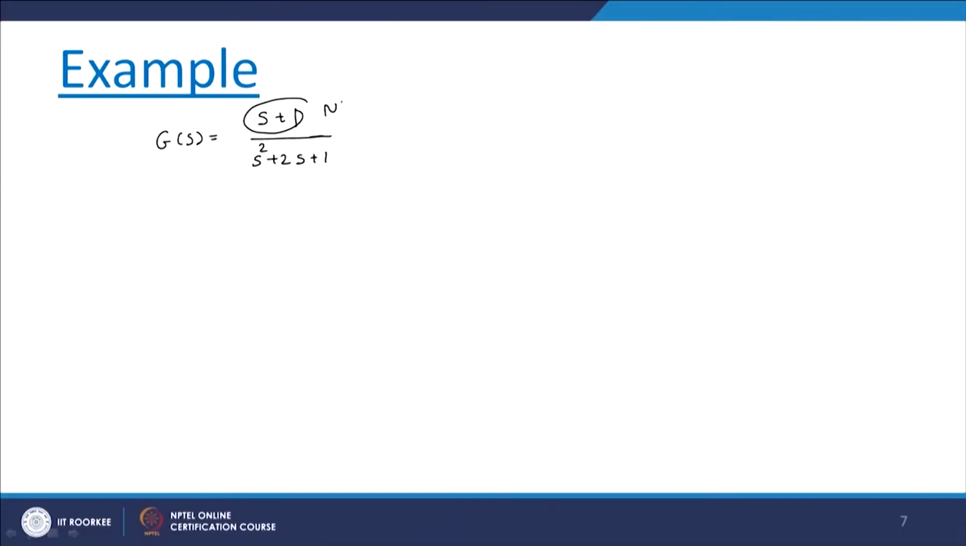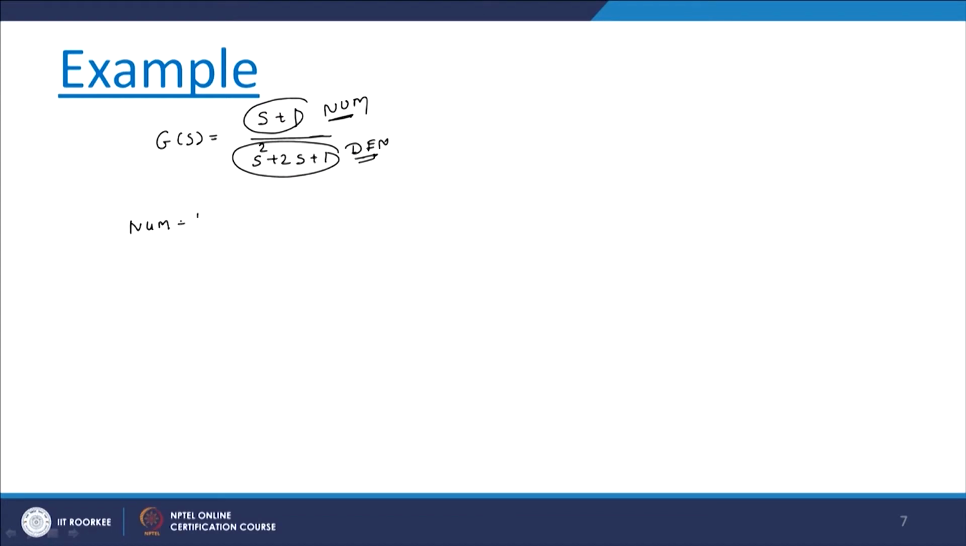Now, we take another example. We take the example as G of s equal to s plus 1 divided by s square plus 2s plus 1. This is a transfer function model. First of all, we have to write this transfer function in the MATLAB environment. This s plus 1 indicates the numerator, and this s square plus 2s plus 1 indicates the denominator.